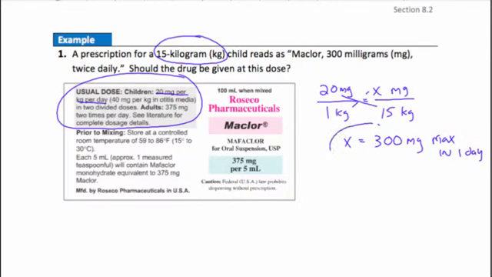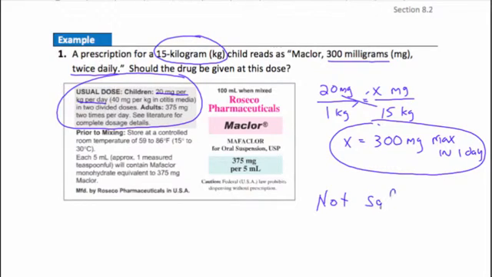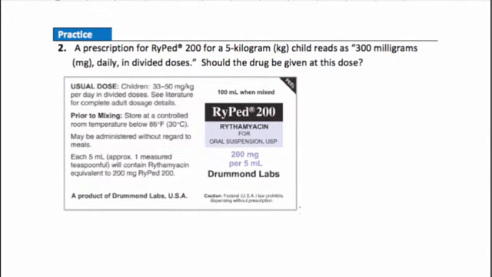Let's compare that now to what the prescription reads. The prescription reads 300 milligrams, but notice it also reads twice daily. So they're trying to give this child 600 milligrams of this drug in one day. That is not safe because the maximum is 300. So we would say not safe. And we would go back and talk to whoever prescribed this medication and make sure there was not a mistake that was made.